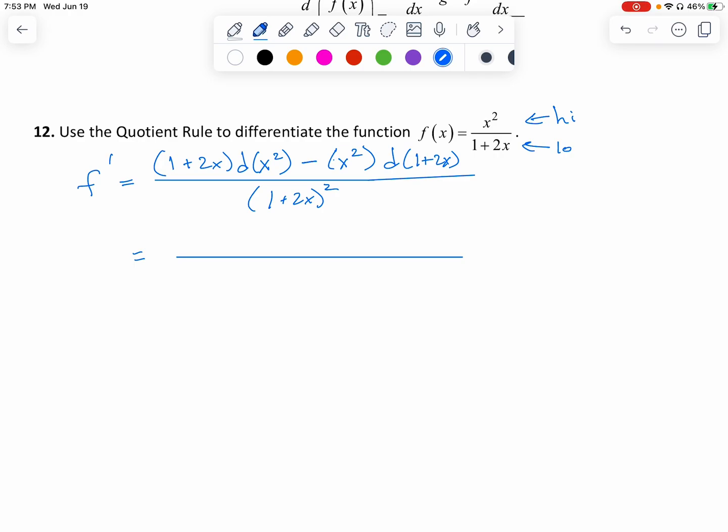Now when I see these d's, those I'm going to take the derivative of. So the 1 plus 2x here doesn't change at all. I just keep that function as it is. And then the second function has the d in front of it, so that means I'll take the derivative of that one, which is 2x. Minus sign. The x squared, just take it by itself. And then the second function has the d in front of it, so I do the derivative of that one. So that's 2. And then the denominator, I don't take the derivative. I just rewrite it and square it.